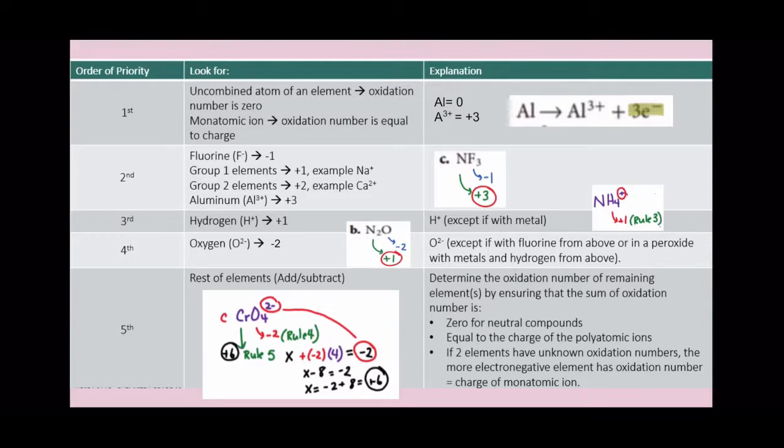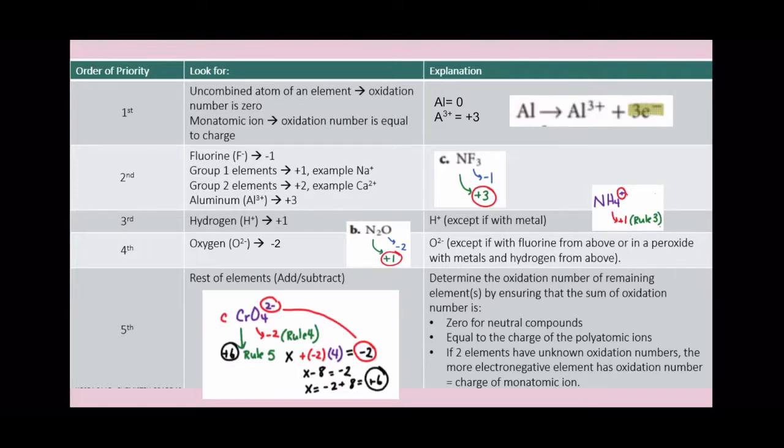Rule 1 is an uncombined atom of an element. The oxidation number for it is 0, such as in Al. It's an uncombined element, meaning that there are no elements bonded to it and no elements near it, so it's equal to 0. But for monatomic ions, the oxidation number is equal to the charge, such as in Al3+, where the charge of Al3+ is +3.